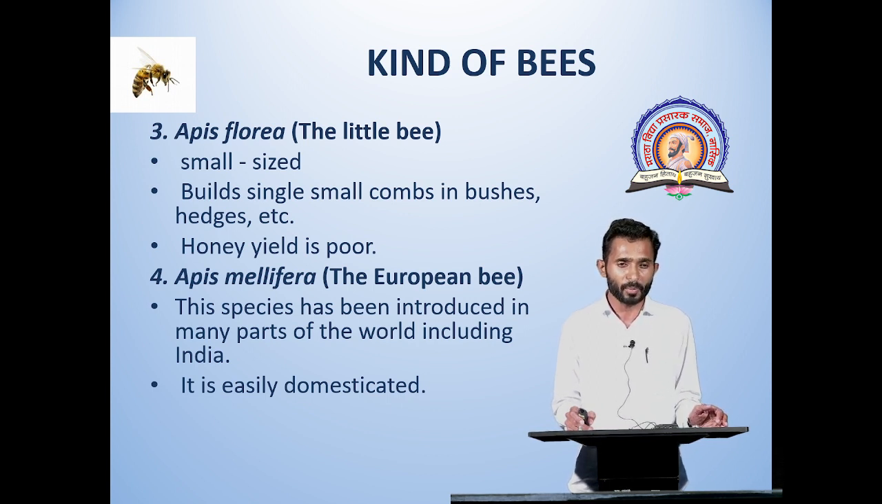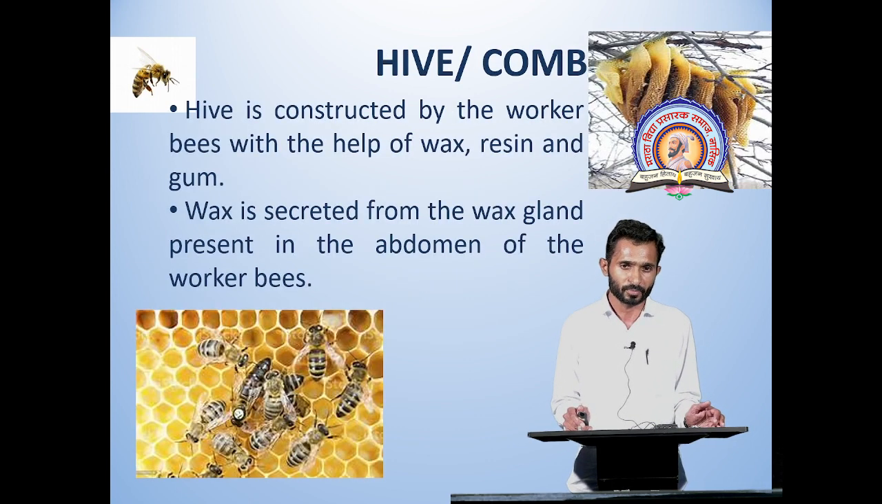These bees are very poor gatherers of nectar and pollen. That means they also produce a very small amount of honey. Then the last one, Apis mellifera. This is also called the European bee. It has been introduced into different parts of the world as well as into India. It is domesticated, and it is reared by apiarists.